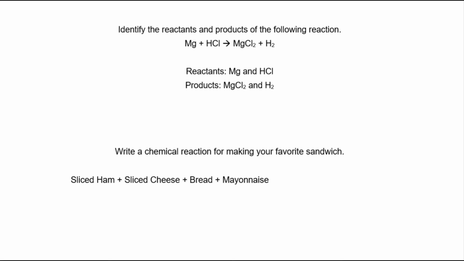Now I want to switch to products. In order to do that, I want to put my arrow in. Here it is right here. And then I'm going to put my products to the right of the arrow. Well, I only have one product, even though I had 4 reactants. My product is simply my ham and cheese sandwich. This is a completely valid chemical reaction, even though you don't think about that when you're actually making a sandwich.